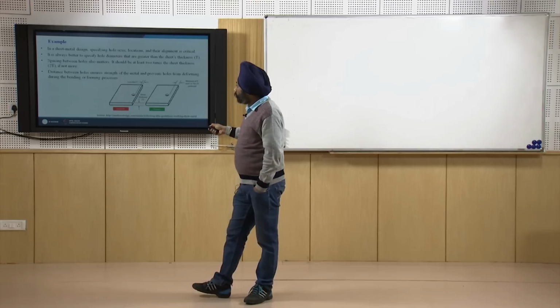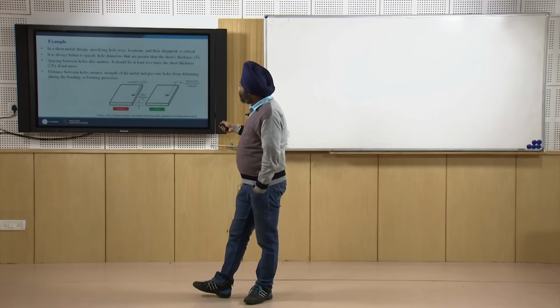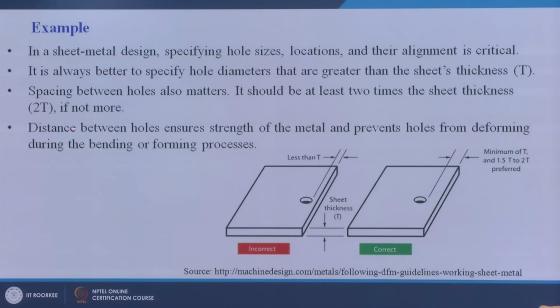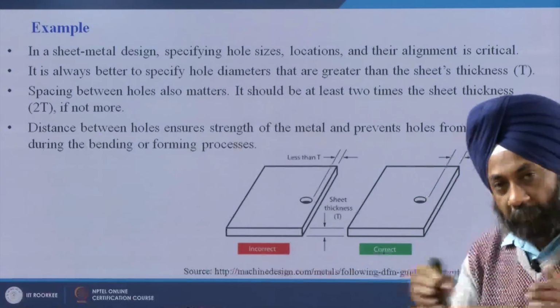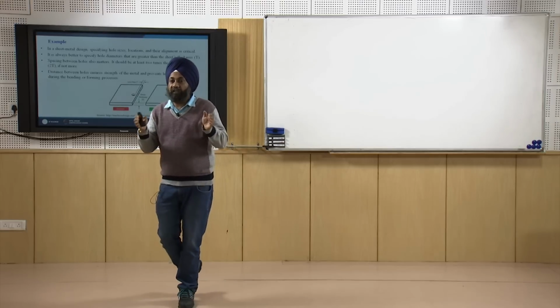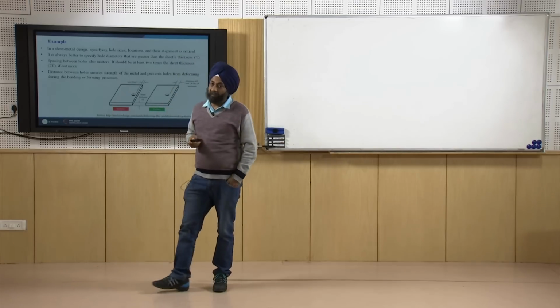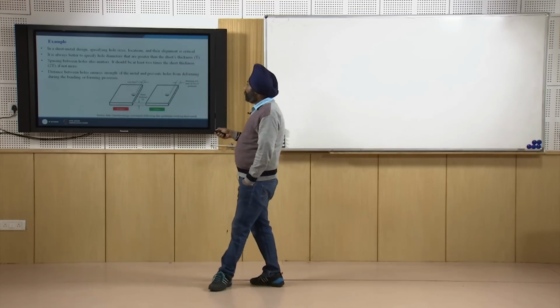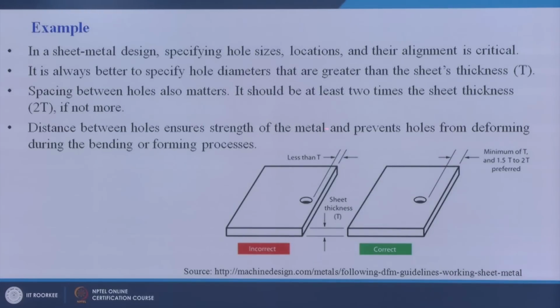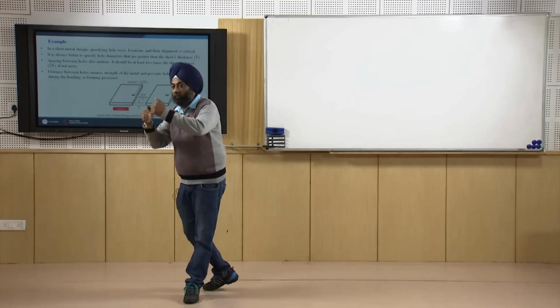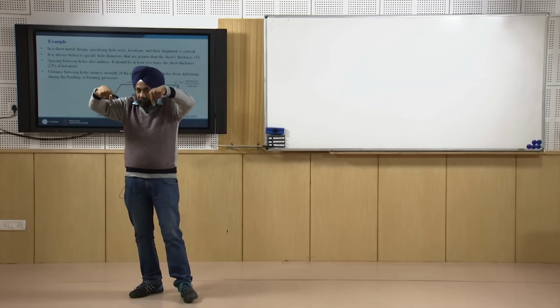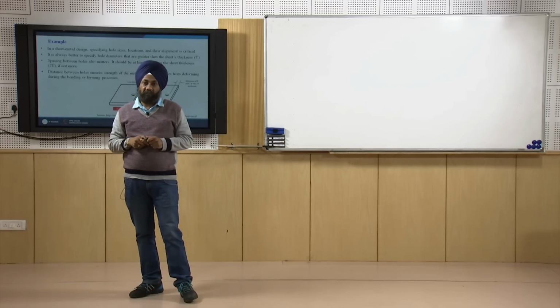It should be at least 2 times the sheet thickness, if not more. So 2 times the thickness of the sheet should be the center to center spacing between the two holes that are made in the sheet metal component. So distance between holes ensures strength of the metal and prevents holes from deforming during the bending or forming processes. For subsequent processes, this distance between the two holes will play a vital role.